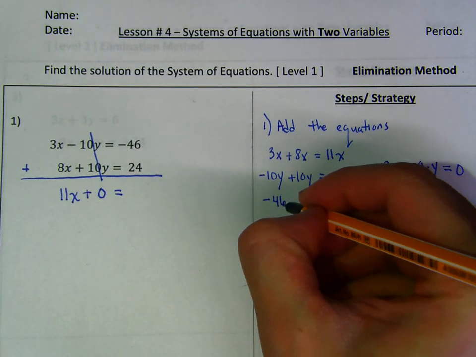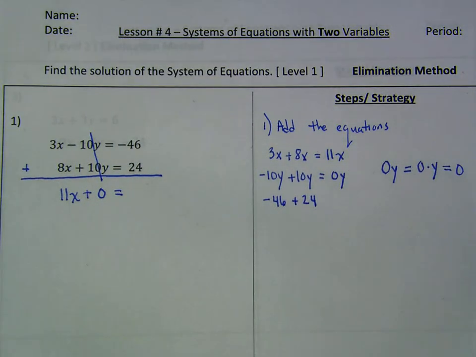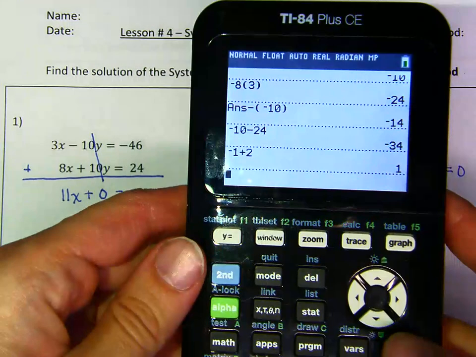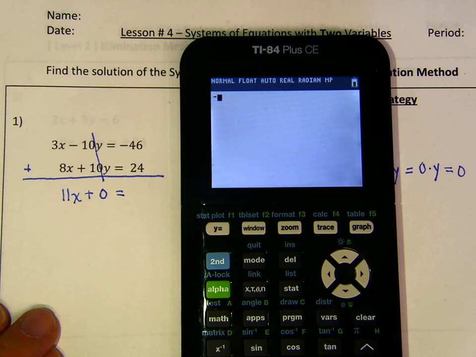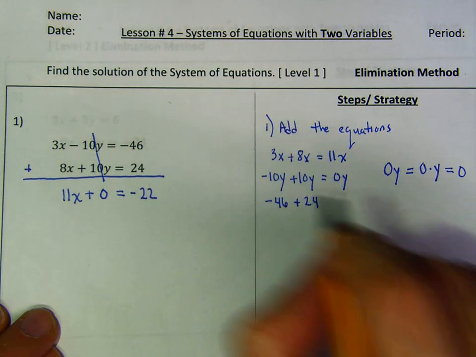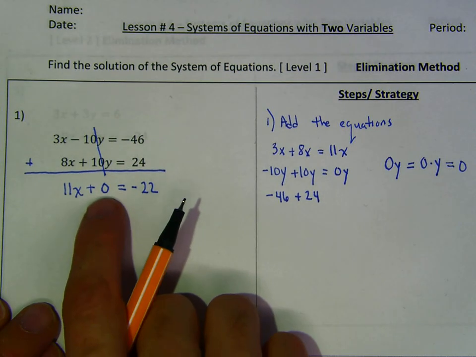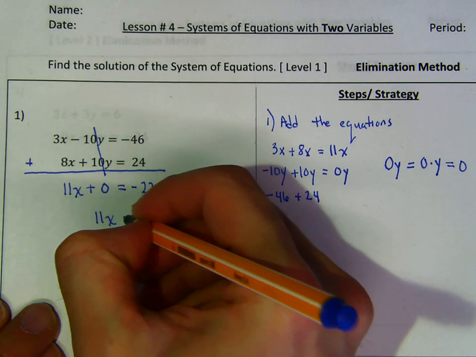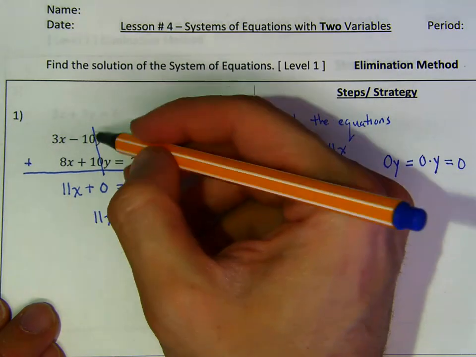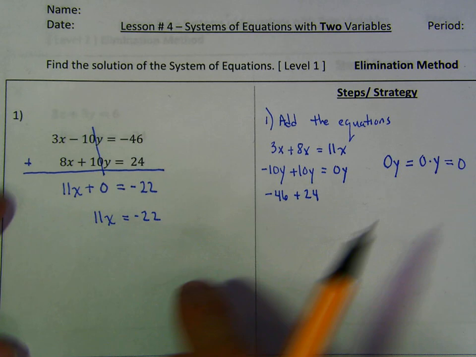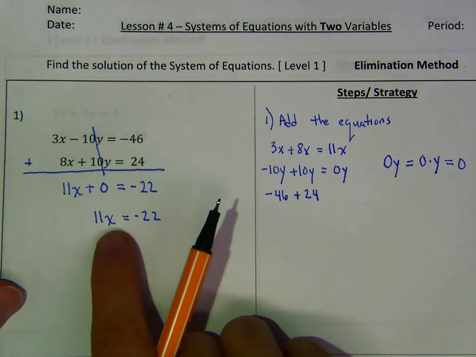What's negative 46 plus 24? If you grab your calculator. Negative 46 plus 24, and that is negative 22. So notice that this is negative 22. And if I were to continue a little bit, like you were to say, oh, let's have the 0, but what's 11x plus 0? That's just 11x equals negative 22. So you could have just canceled this, right, and not have anything here. But notice that our strategy is we went from 2 variables to 1 variable.